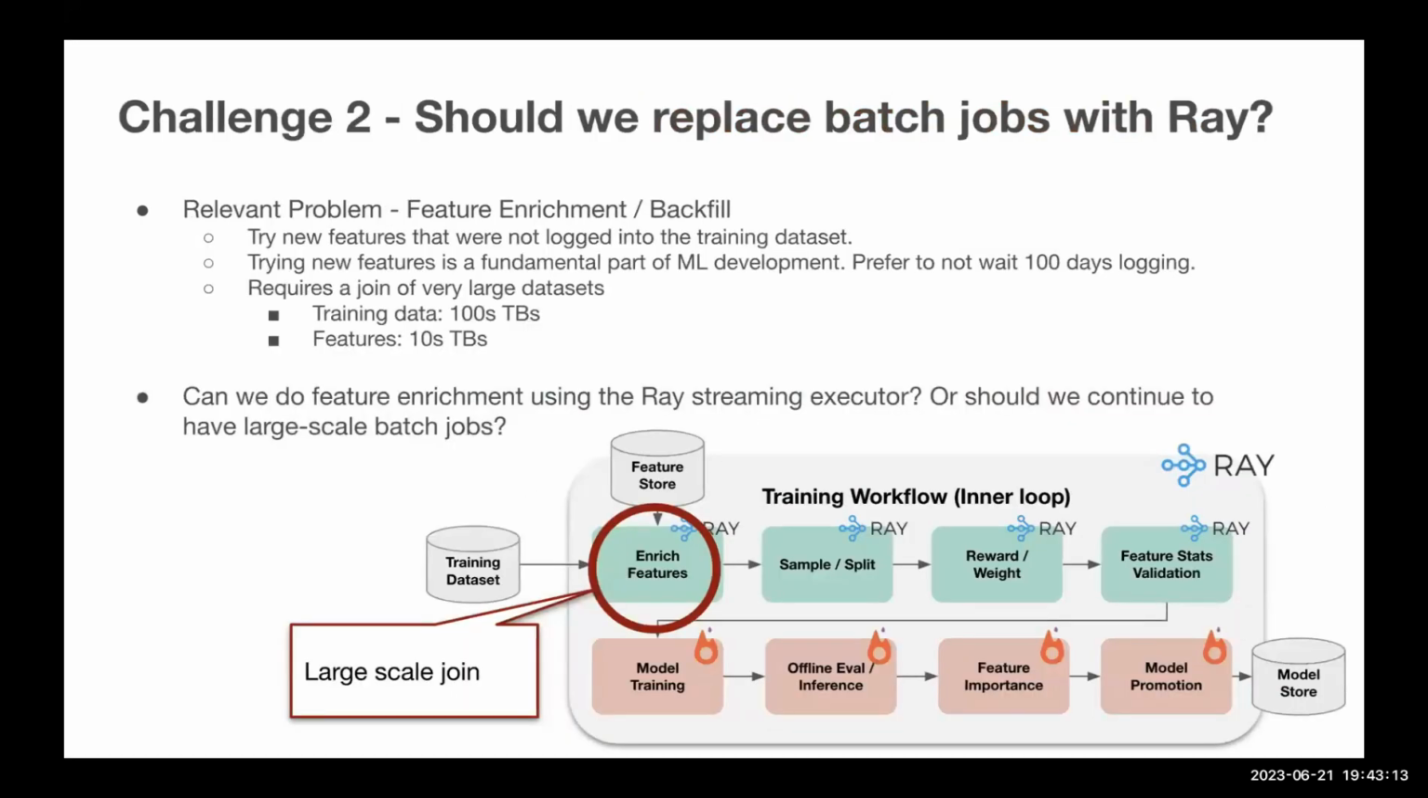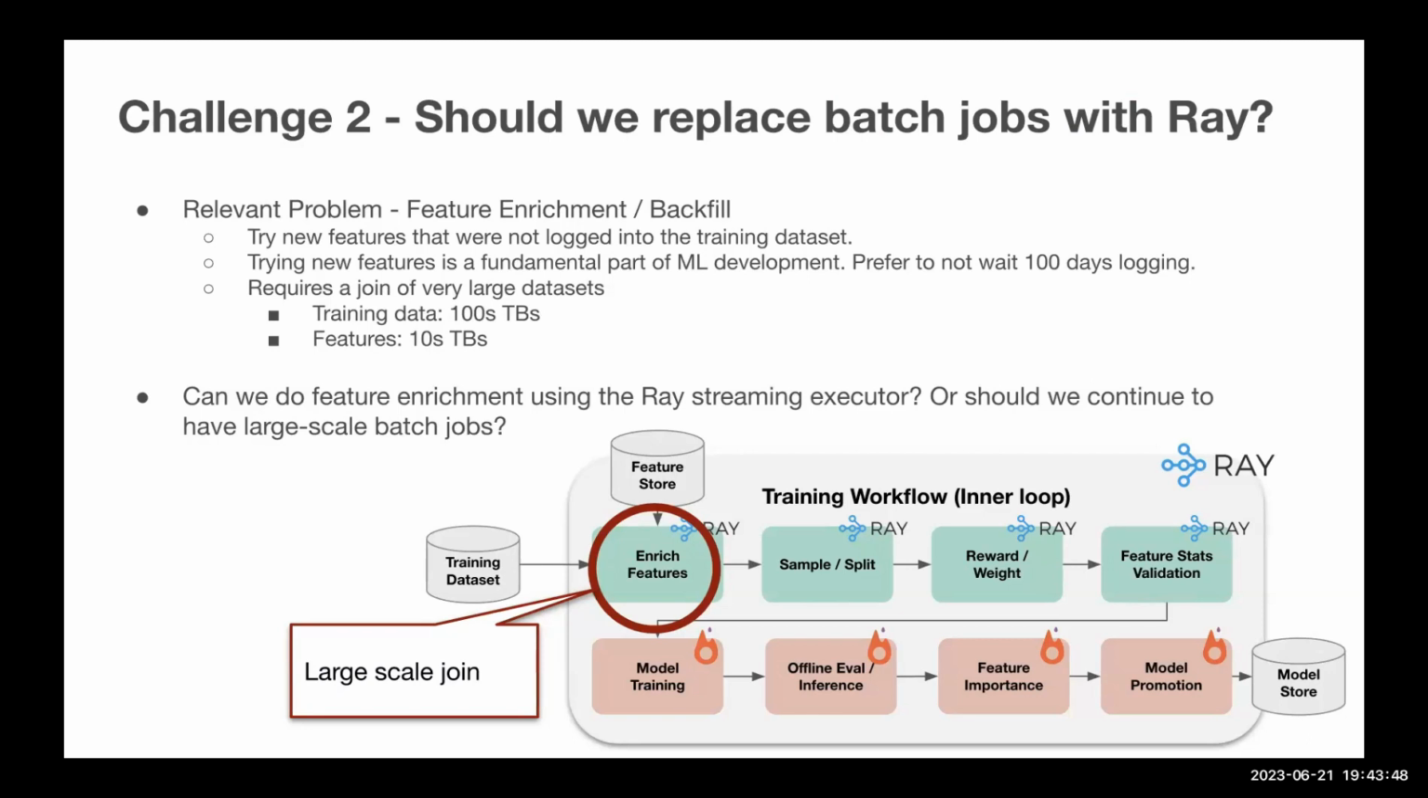Now, the second challenge when we think about replacing batch pipelines is, is it really realistic to replace batch jobs with Ray dataset pipelines with stream execution? And I want to point you to one step, the first step of our inner loop. It's a very relevant problem. It's called the feature enrichment or backfill problem. As I said, it's very common. One of the most interacted knobs in ML is to try out a new feature. It's the first thing we're going to try. And it's such a fundamental part of machine learning development.